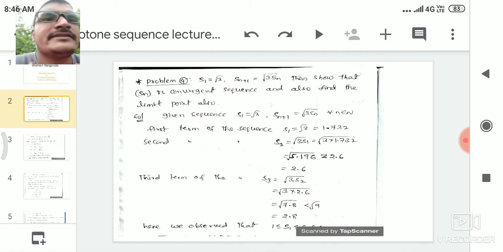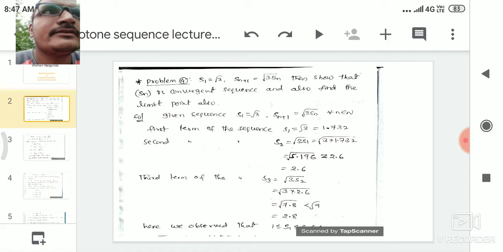Problem 4. If S1 is equal to root 3 and Sn plus 1 is equal to root of 3 into Sn, then show that Sn is a convergent sequence and also find the limit point of the sequence Sn. Here the sequence is defined by a recursion formula. So we have to show that the sequence is convergent and also find the limit of the sequence Sn.